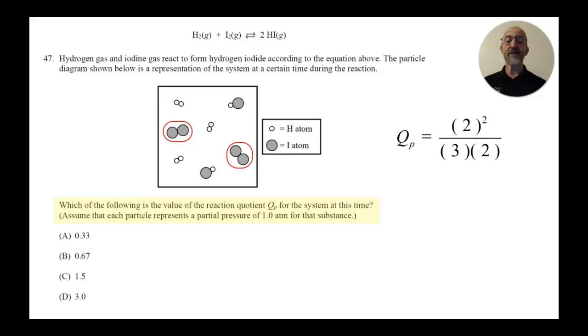So 2 squared is 4. 3 times 2 is 6. So I get 4 divided by 6. So the correct answer to question 47 is choice B, because 4 divided by 6 is equal to 0.67.